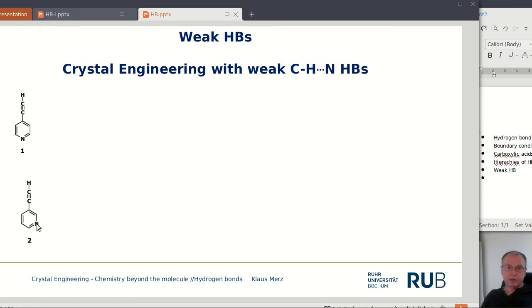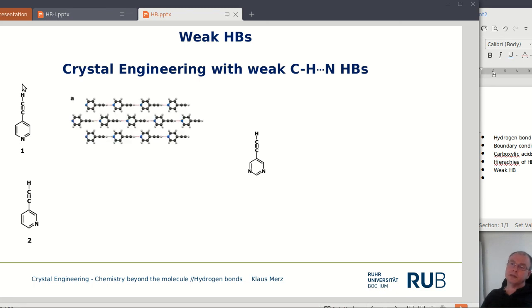Now the nitrogen is not in the same position, or you can say the substitution pattern is the 1,4 position here, and this is the 1,3 position. And in this case you have 2 nitrogens. If you look at the crystal packing, what you see is, in this case, the formation of linear chains.